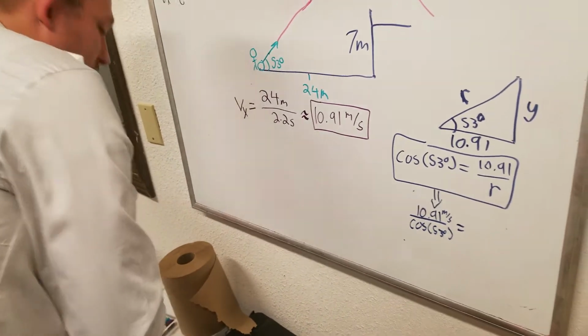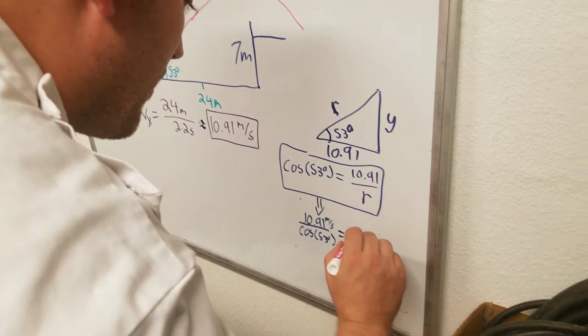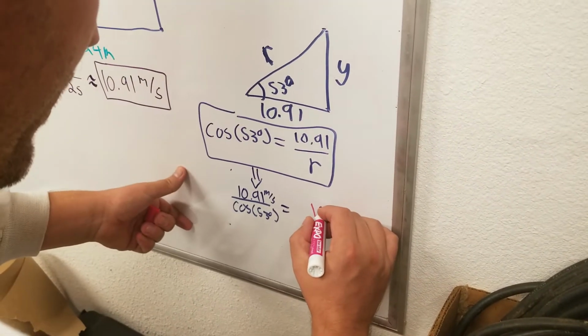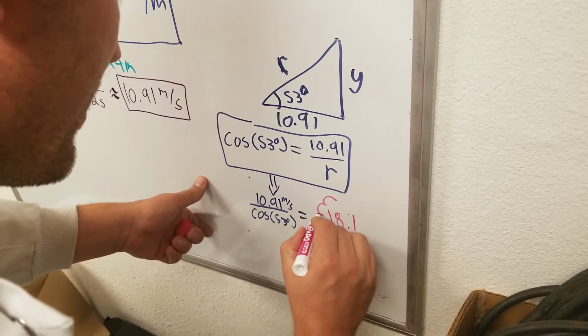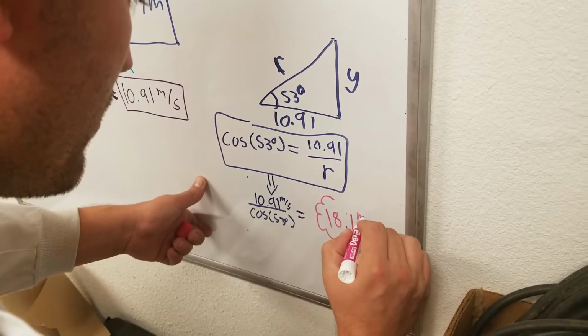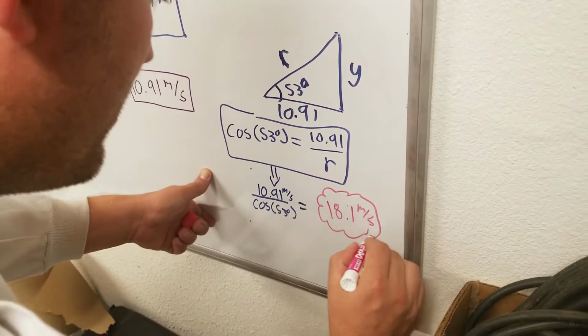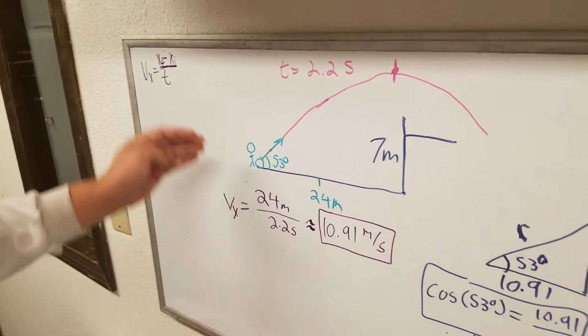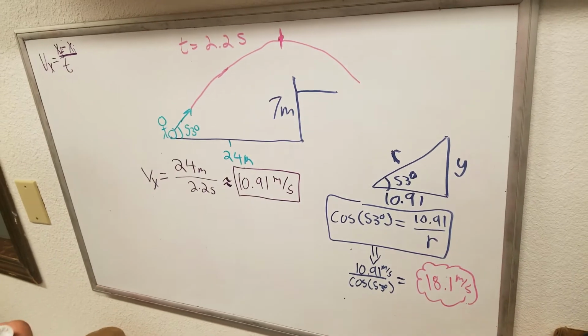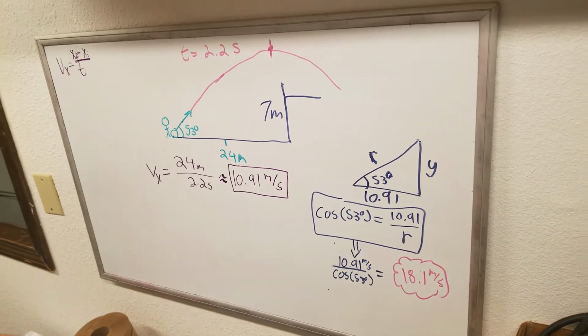Because this is actually a solution, I'll write it in pink. I'm going to put a little cloud around it. 18.1, and like I said, this is a cloud. This is meters per second. Keep in mind, this is our total speed of where this went. This isn't the y or the x, this is the combined one. Okay, cool. So we're partway there.